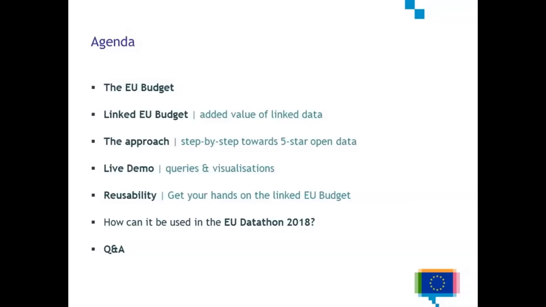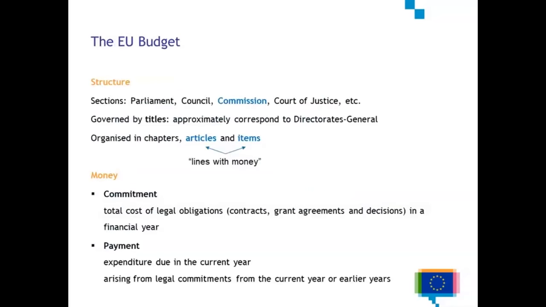So let's have a look at the first topic, the EU budget. The EU budget is a data set that is already available for many years in different formats online. And what can you find in the budget? Well, it's structured according to different sections. Each section relates to an EU institution. So there's a section for the Parliament, the Council, the Commission, etc. Our main focus in this project was the budget of the European Commission, which is by far the biggest part of the budget, and this is section 3 of the budget.